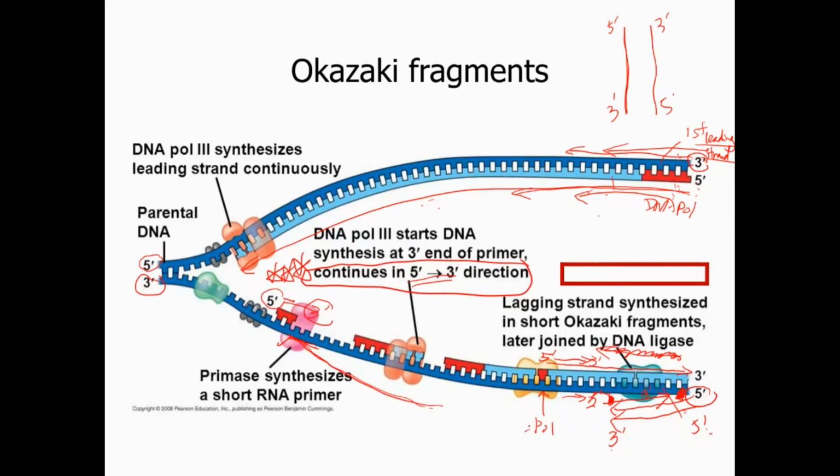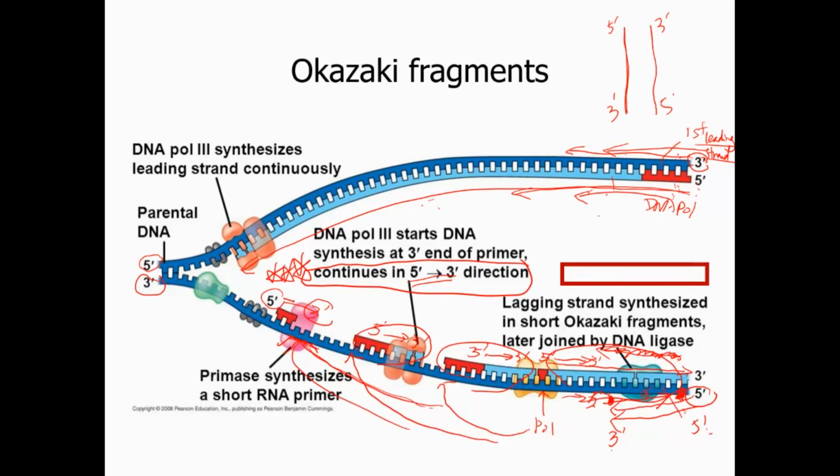And then it's gonna jump ahead again, okay? And then synthesize the next fragment from 5 to 3. And then it's gonna jump ahead again, right? Synthesize the next fragment from 5 to 3. Then it's gonna jump again. So each time the DNA polymerase can only synthesize a fragment. So it's not continuous. It can only synthesize a fragment. And then these fragments, don't worry, they will be linked together to form a continuous strand.